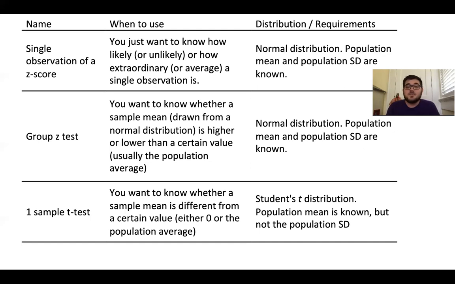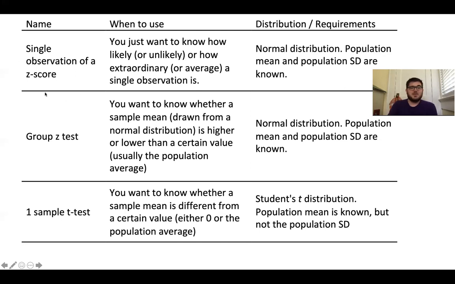Let's say I have someone and I'm like, oh, I think you are very good at throwing a football. I do a standardized football throwing assessment and I say, you have a Z-score of 3 in football throwing, a +3. That means that you're very extraordinary when it comes to throwing the football. What kind of test was that? Well, it was a single observation Z-test.